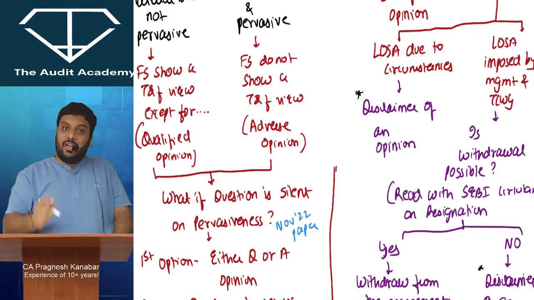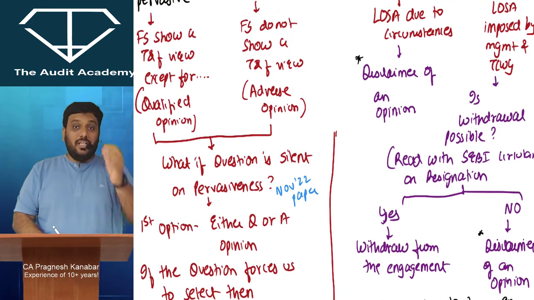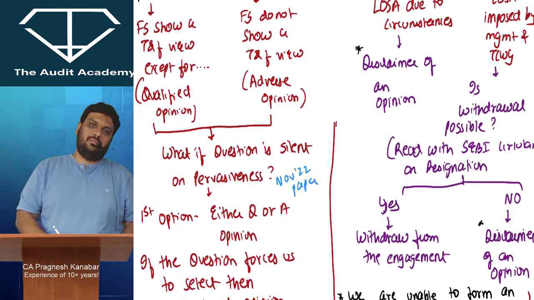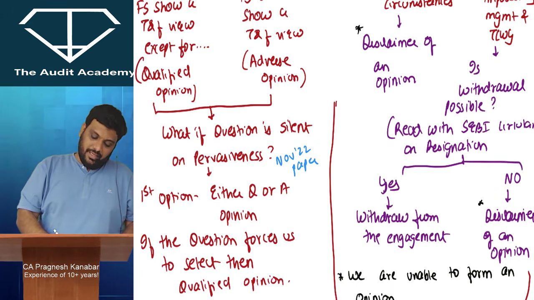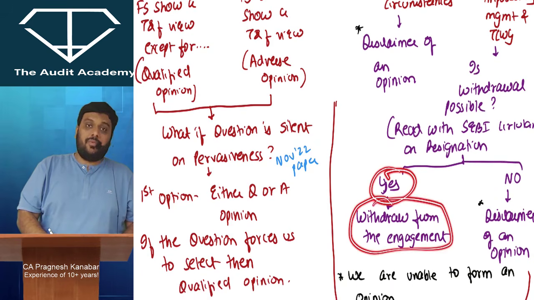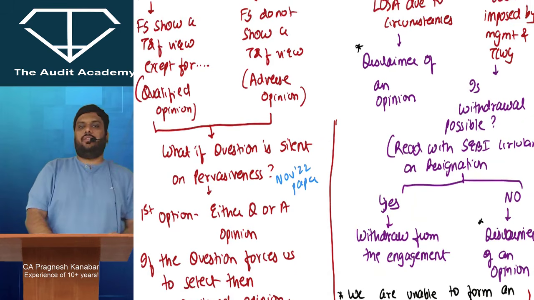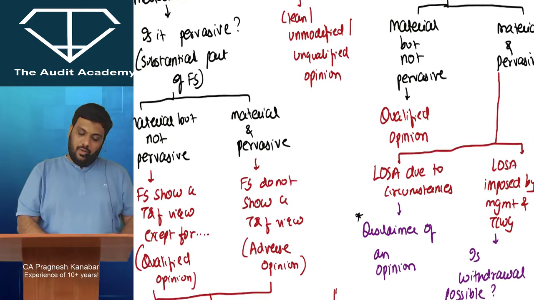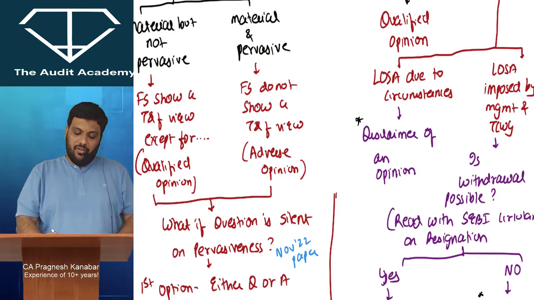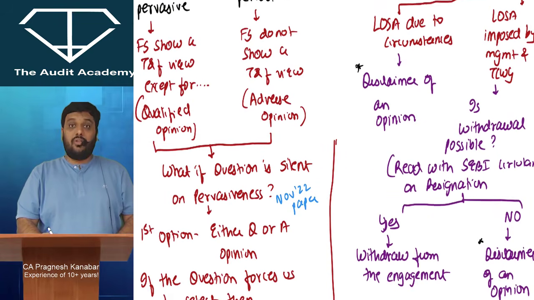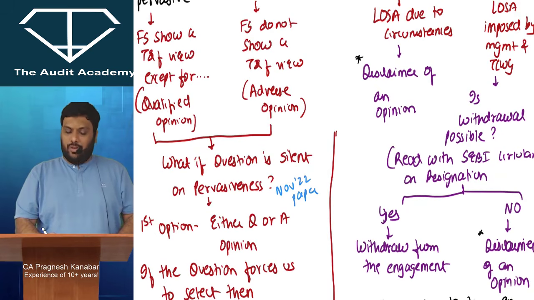First, you need to check, is withdrawal possible? Is it possible to withdraw from the engagement? Because these people are creating LOSA and that also material and pervasive. Yes, then withdraw from the engagement. No, if withdrawal is not possible, then you go to disclaimer of an opinion. So I repeat, if there is a LOSA created by management and those charged with governance, and if the possible effect is material and pervasive, first they are asking you to decide whether it is possible to withdraw from the engagement. Yes, then withdraw. No, then you give disclaimer of an opinion.